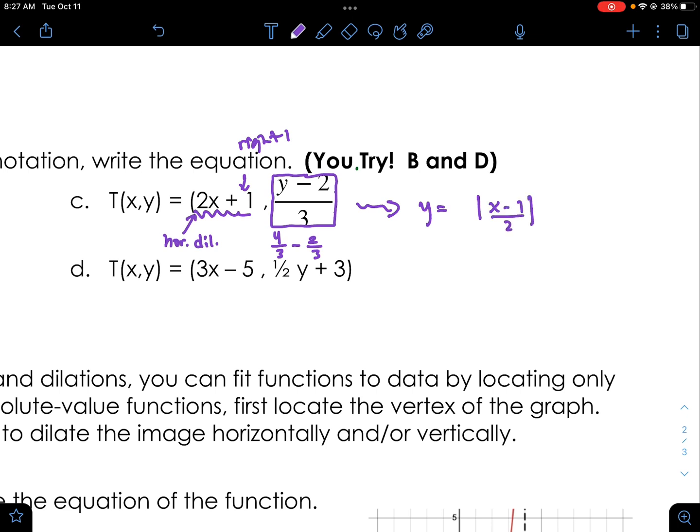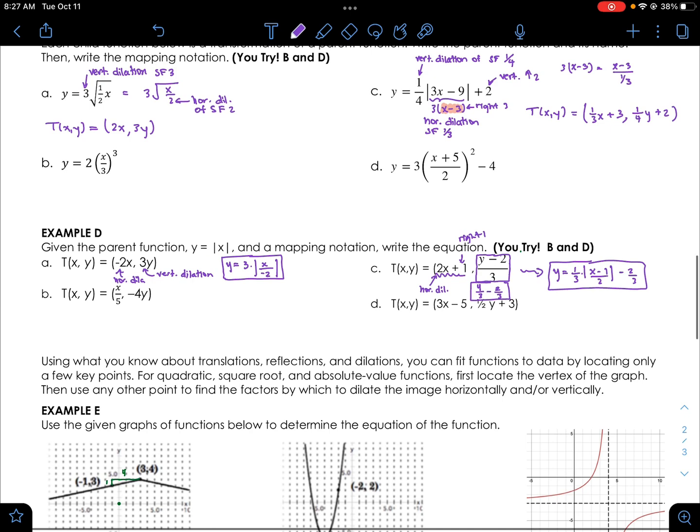And then if we look at this as it's rewritten, we see that we are subtracting 2/3, so that means we're moving down 2/3. And we are dividing y by 3. Again, this mapping notation does not lie, so we would divide by 3, but dividing by 3 is the same as multiplying by 1/3. And so we get this equation right here.